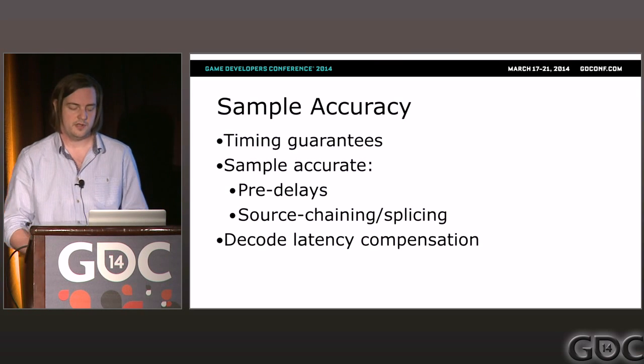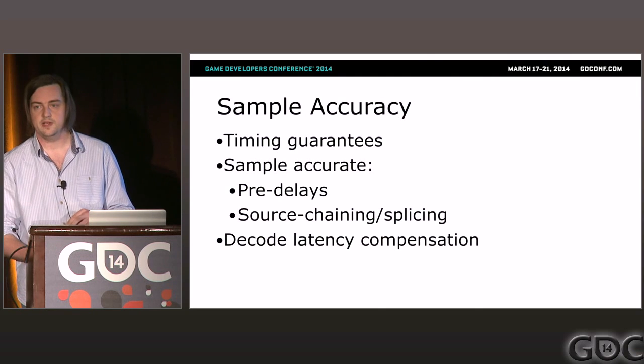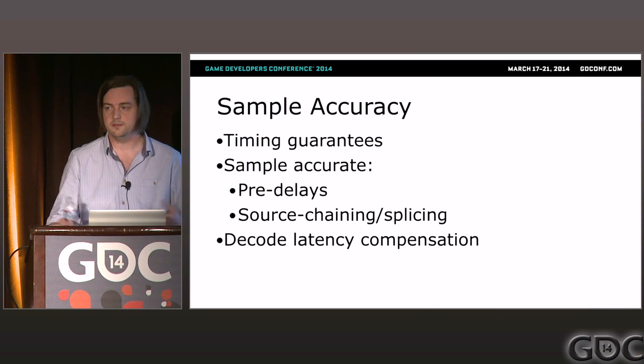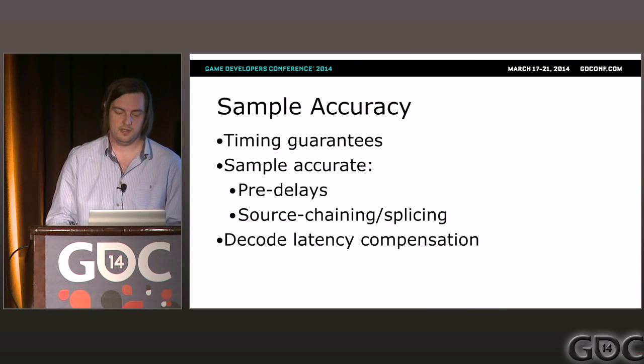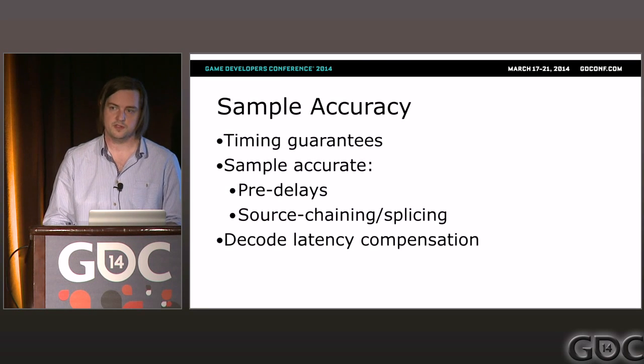We added support in GTA 5 for subframe sample-accurate pre-delays, which basically means you can have a sound delay for a certain number of samples before it's rendered. And coupled with the timing guarantees, that allows us to do really rock-solid timing sequencing. And we use this for automatic weapon fire.